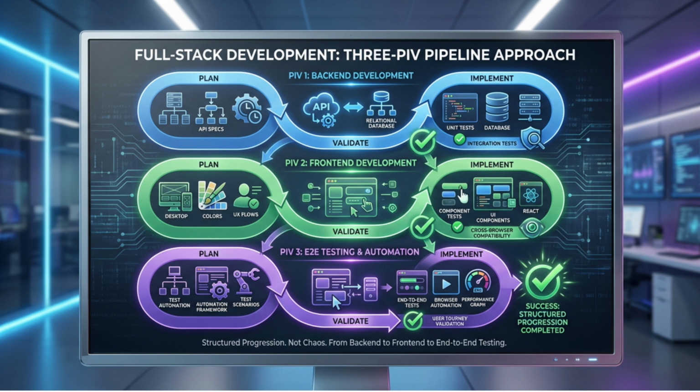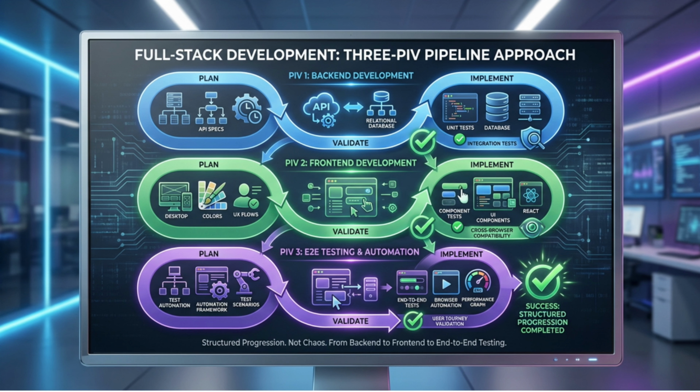Full-stack features are not built in one giant PIV loop. They're built in multiple small PIV loops, each focused on one layer. PIV 1 handles the backend. Create the endpoint, write the tests, validate everything works in isolation. PIV 2 handles the front end.